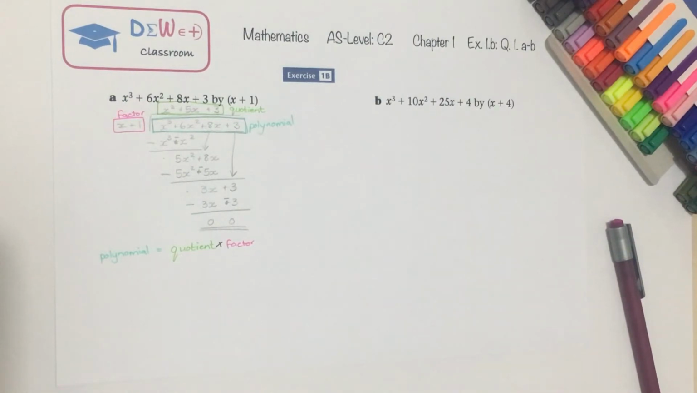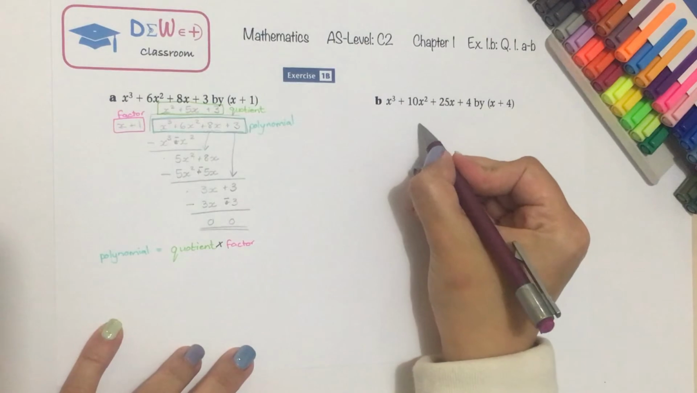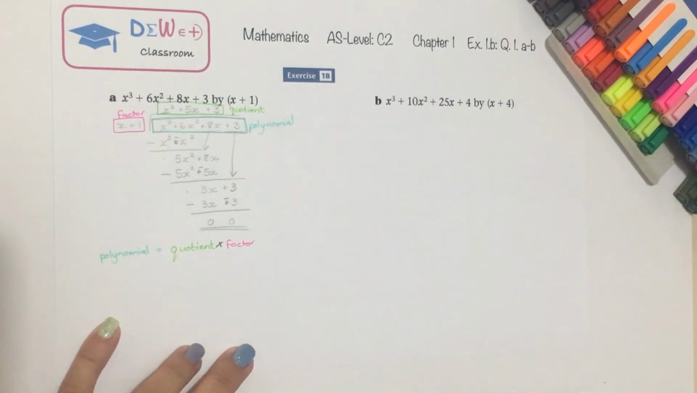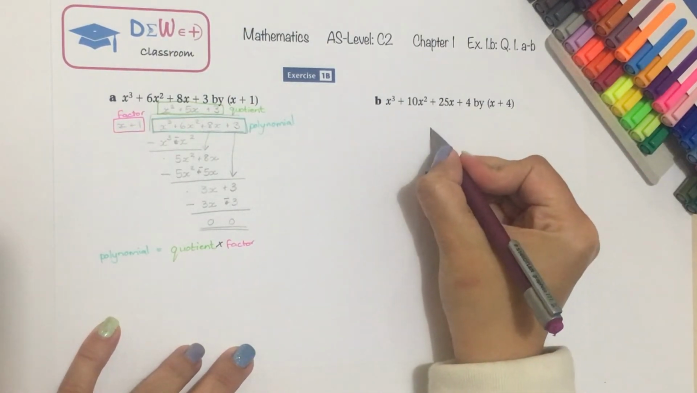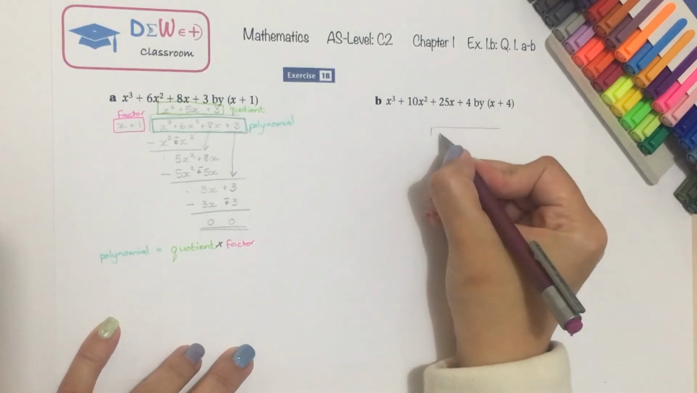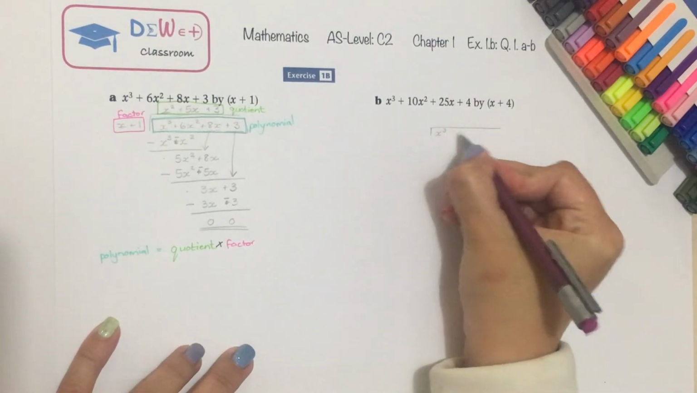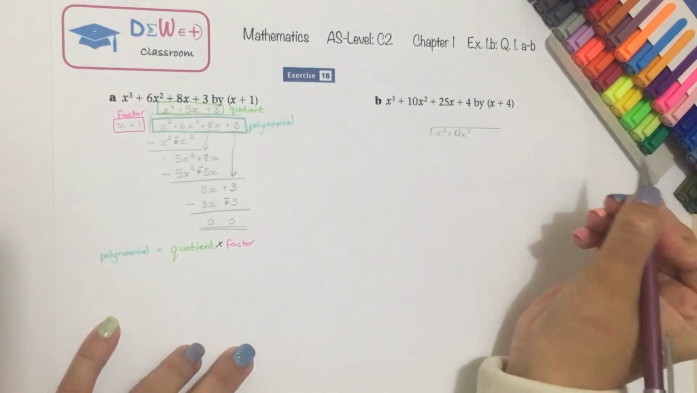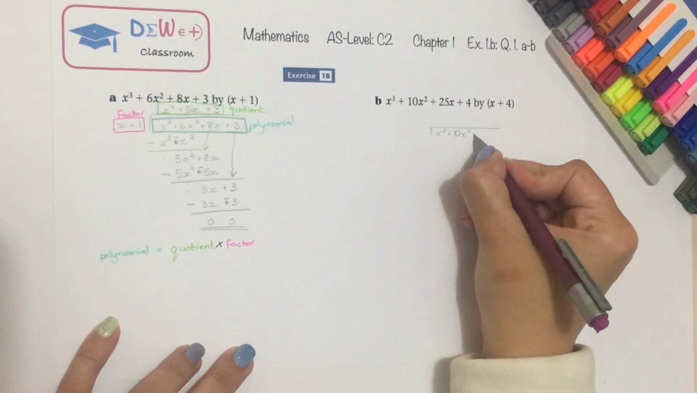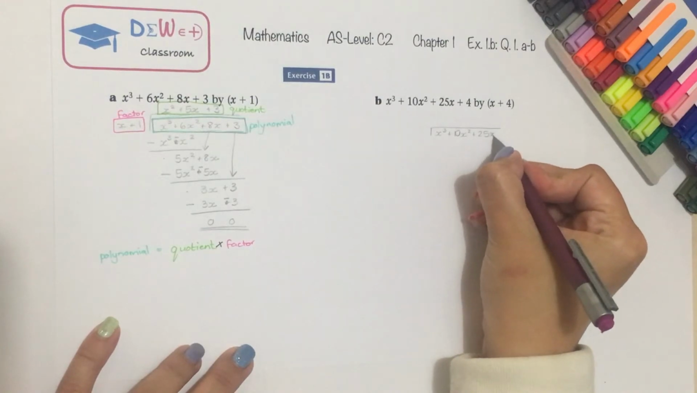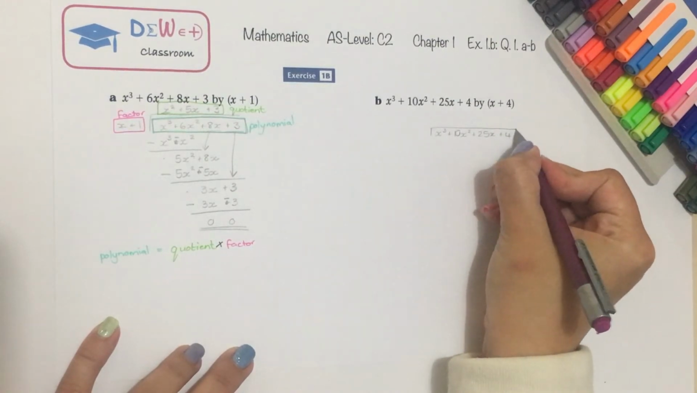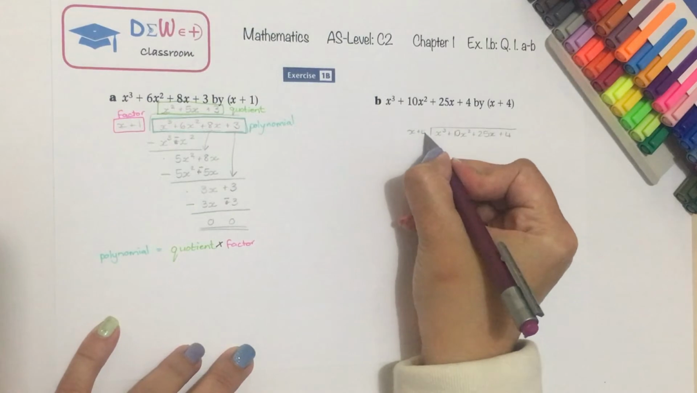Okay, moving on to number B. We are going to do exactly the same. We are going to rewrite it in a divisible form. So we're going to say our polynomial goes in there, x cubed plus, remember that they have to go down in size, so there's our plus 25x plus 4, divided by x plus 4.